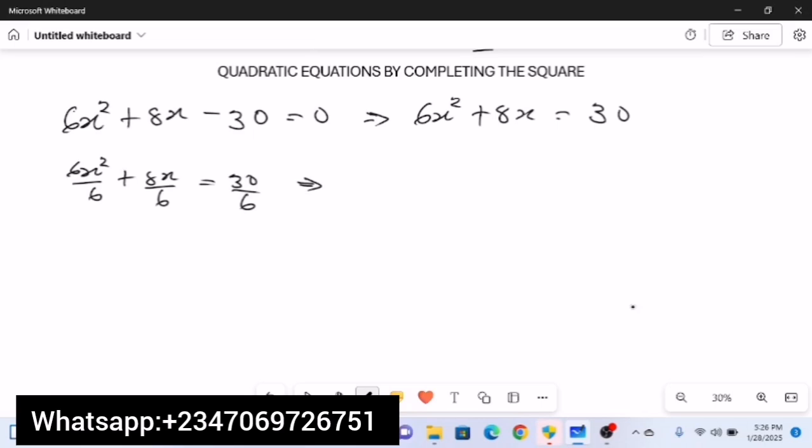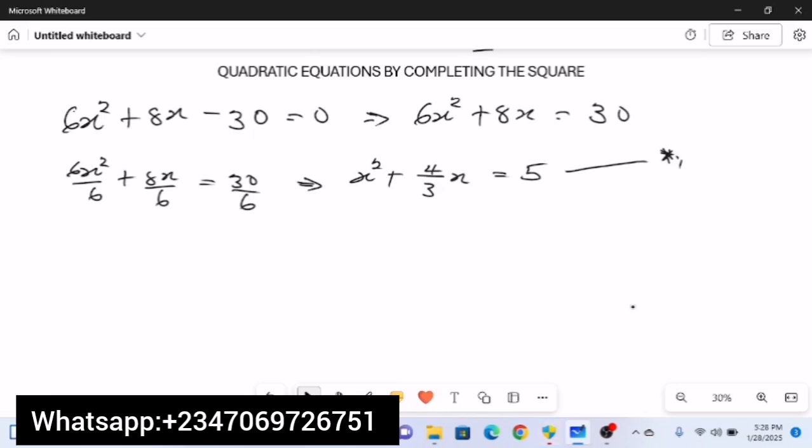So this simply implies we're going to have 6x squared divided by 6, I'm left with x squared. Now I have 8 divided by 6, that will simply give us 4 over 3. So I have plus 4 all over 3x, and this is equal to 30 divided by 6, which simply gives us 5. Now let's call this equation, equation star 1.